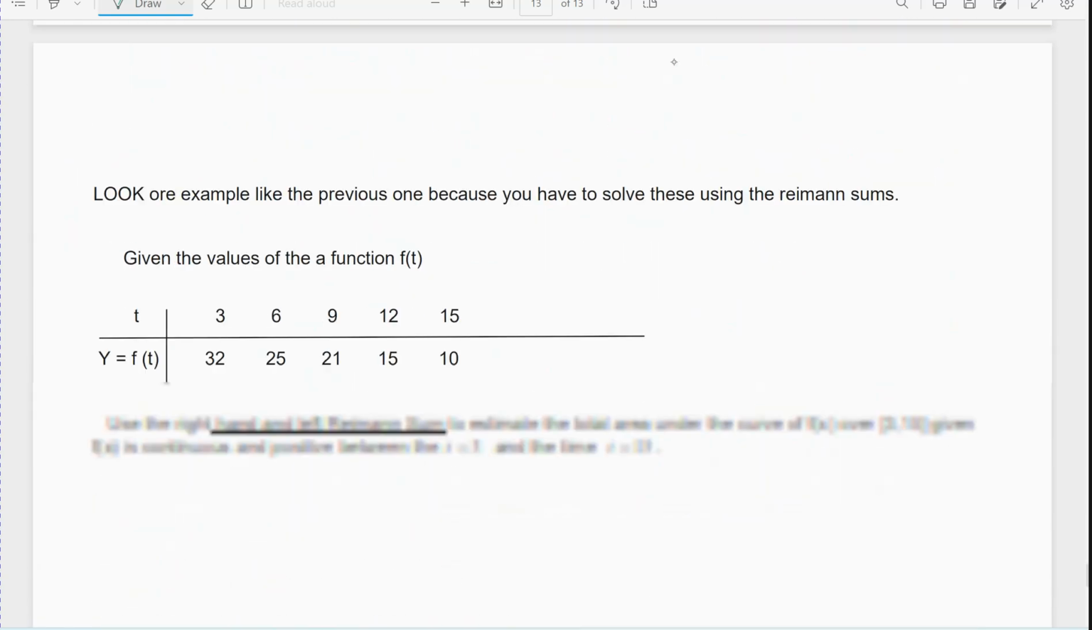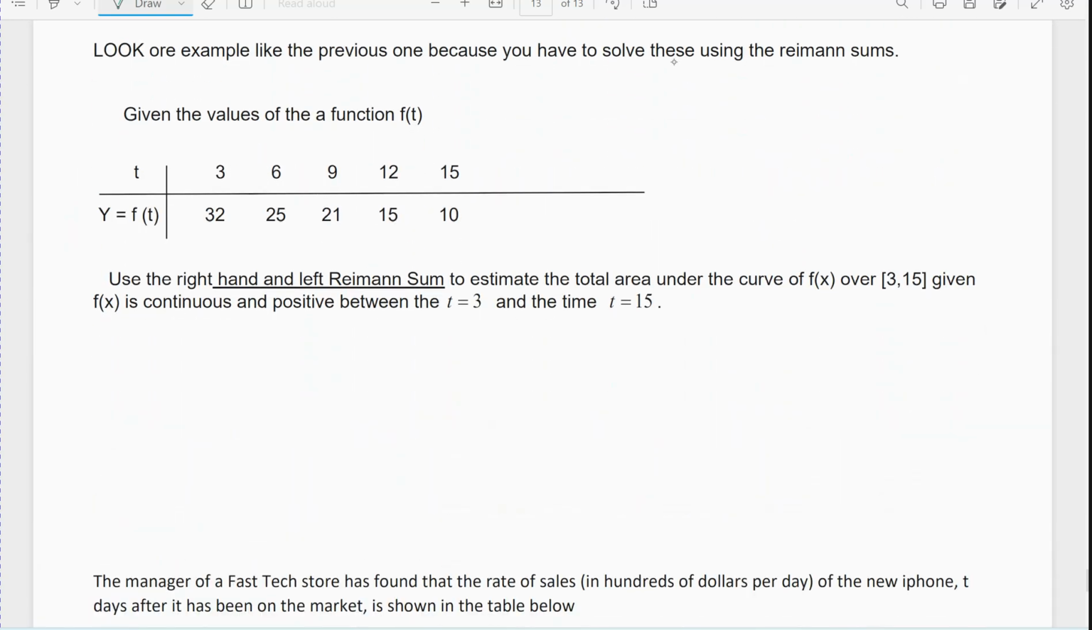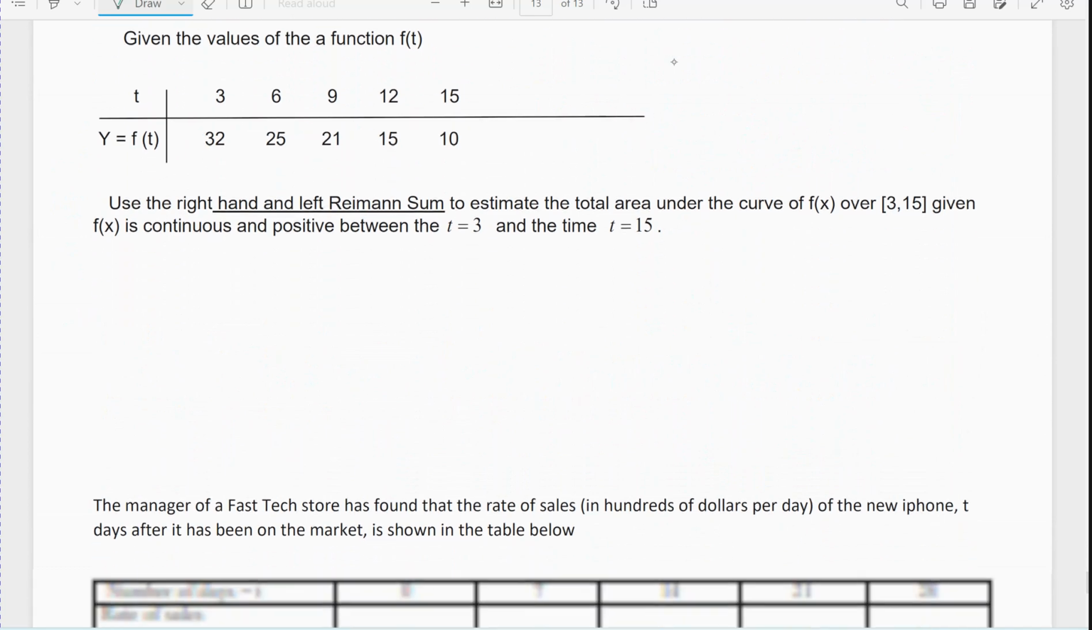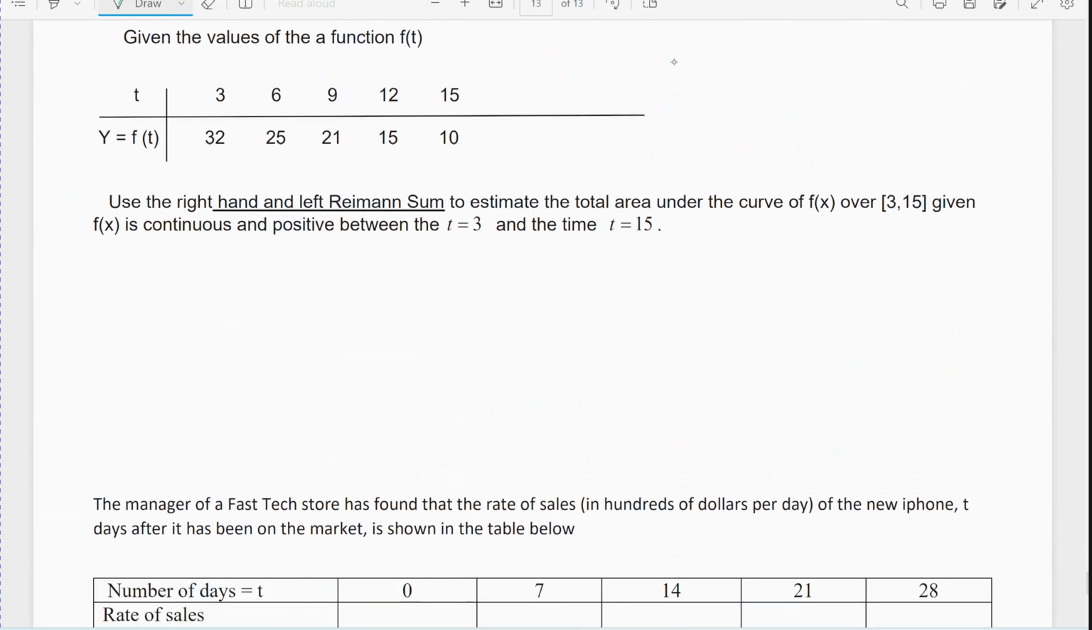I'm actually not going to graph these. So again, look at the previous examples. We'll do the Riemann sums with tables. This is just a generic one where we're given the function t: 3, 6, 9, 12, 15. This would be my rate of change: 32, 25, 21, 15, 10, whatever it means. Again, it doesn't have any meaning in this context. I didn't give it meaning. So this one, we're just practicing finding the areas.